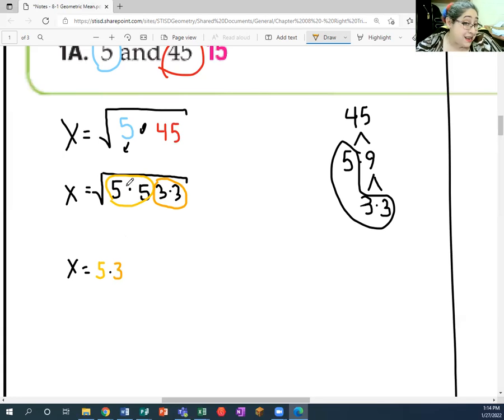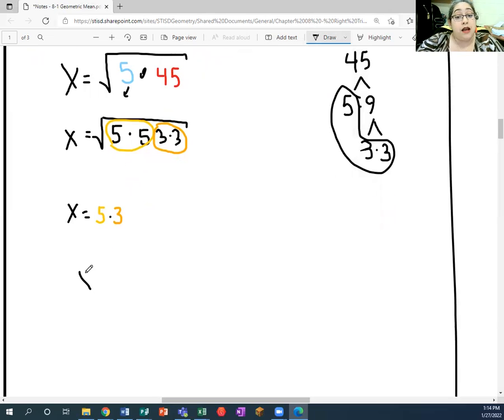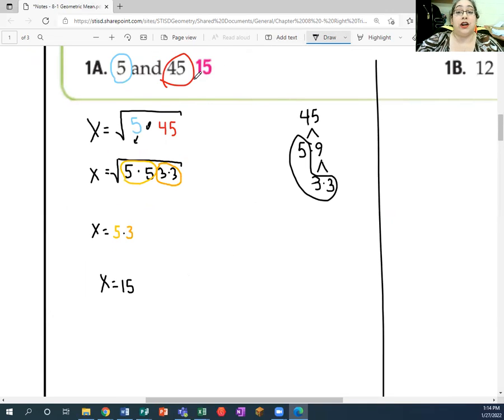I don't have anything left over in the square root that wasn't circled. Everything had a buddy and a pair, and so I'm just going to multiply 5 times 3 together to give me 15, which was the answer that I was given at the very beginning. So I know I did this one properly.